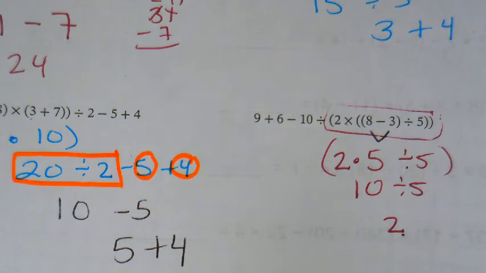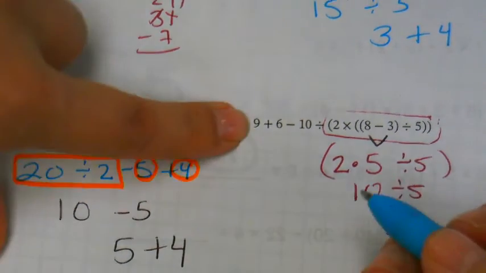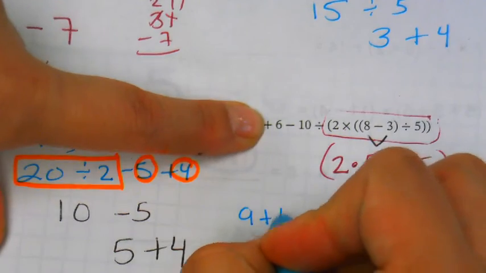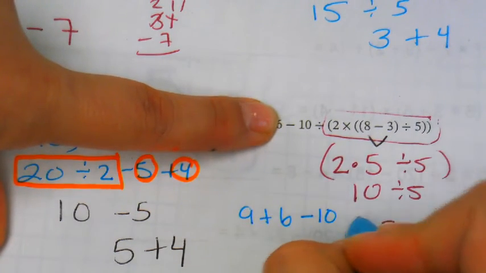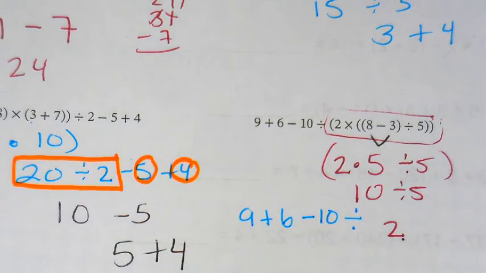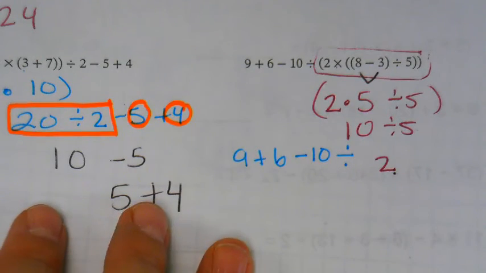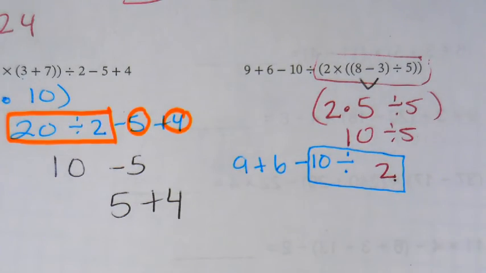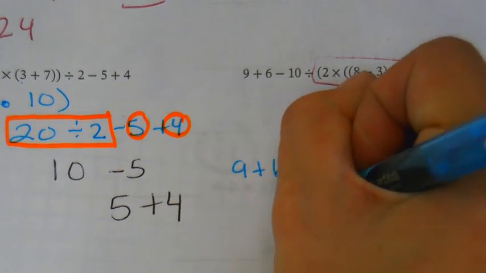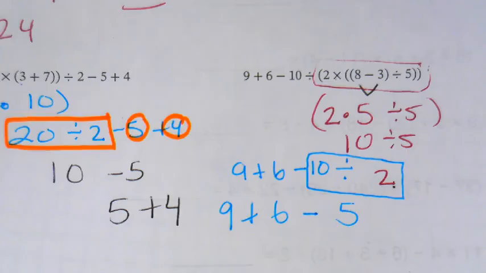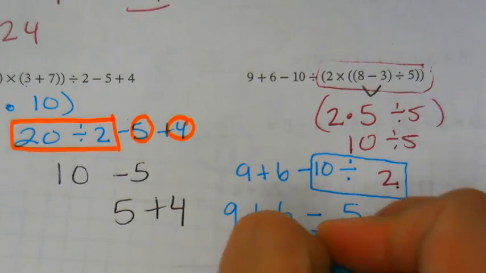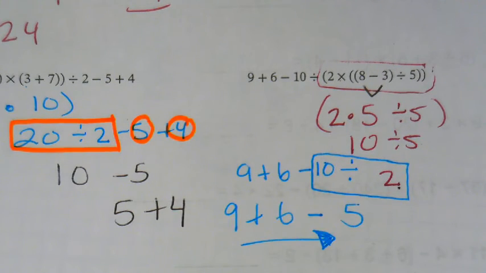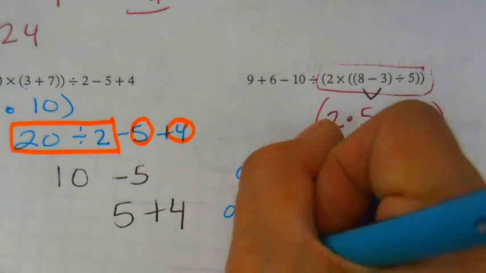Are we done? No, it feels like it because we did a lot of work already. But we got to drop down the 9 plus 6 minus 10 divided by 2. All right, what do I do first? What do I circle? 10 divided by 2. 5. Minus 6 plus 9. Now do it from left to right. Use your fingers. 9 plus 6. Minus 5.